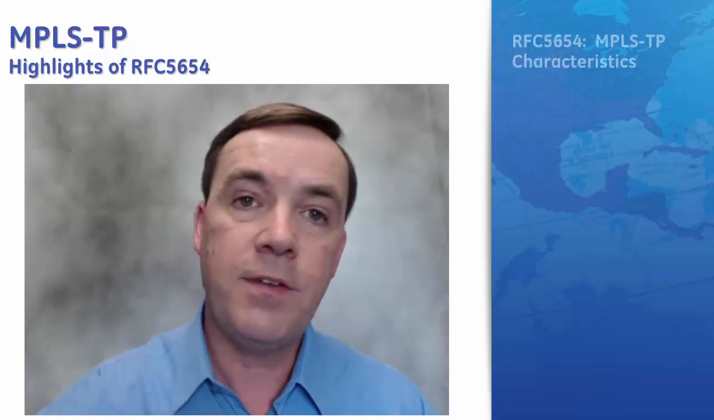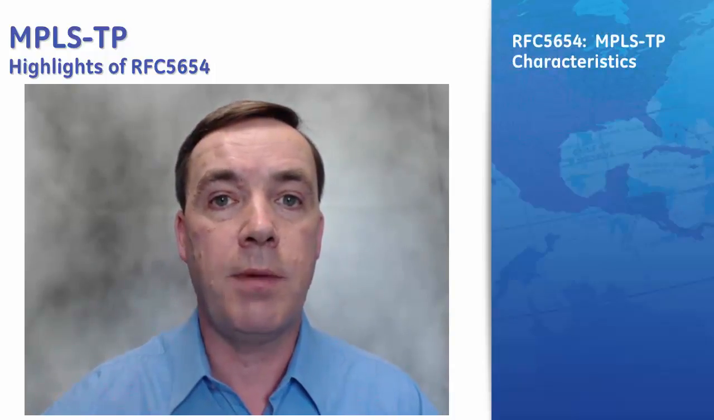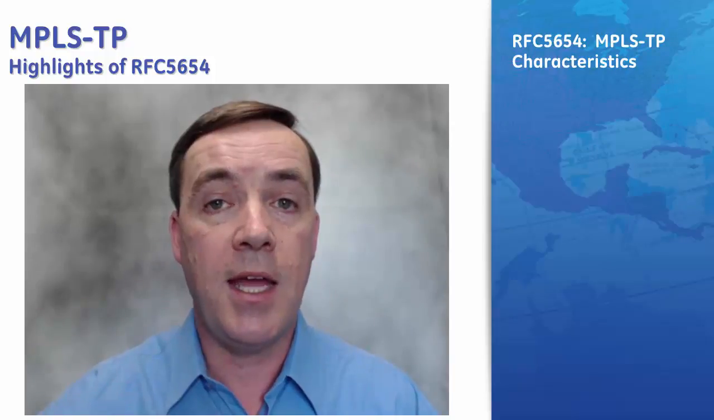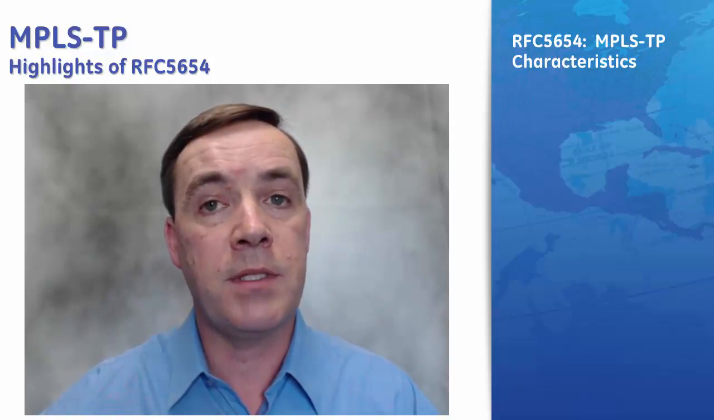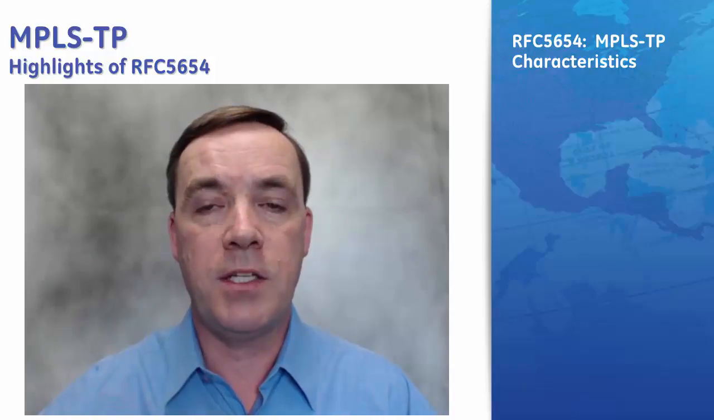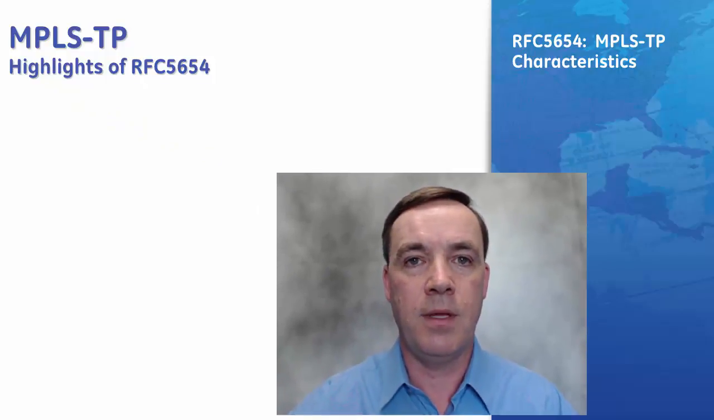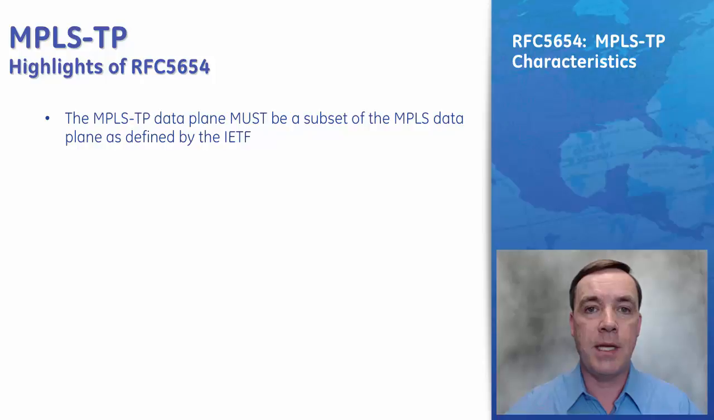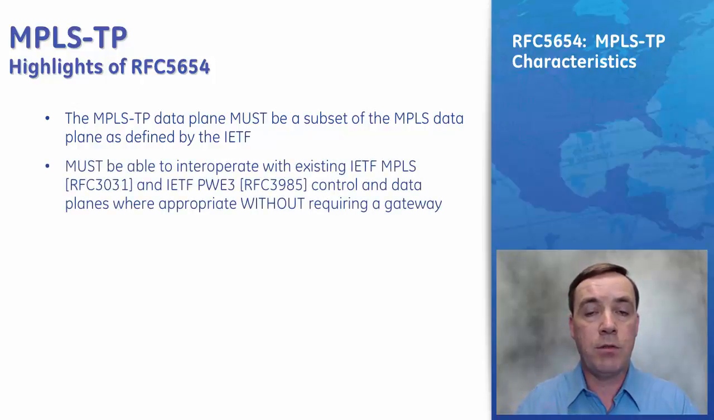In the next several slides, we'll review the highlights of RFC 5654. RFC 5654 is the document produced by the cooperative efforts of the ITU-T and the IETF in stating what must be present and what can be present to be qualified to be an MPLS transport profile. The first item is the MPLS-TP data plane must be a subset of the MPLS data plane, as defined by the IETF. This means basically that the MPLS-TP must be built on the core components of MPLS and must be interoperable with it.